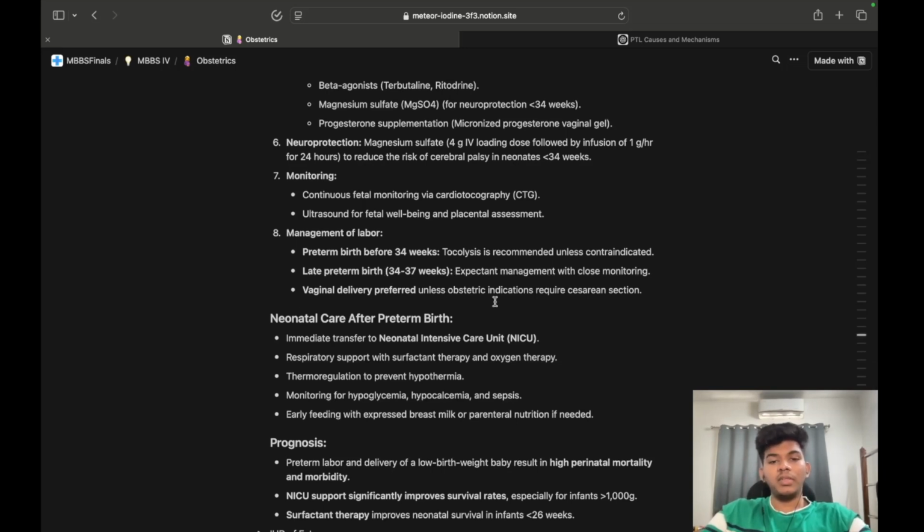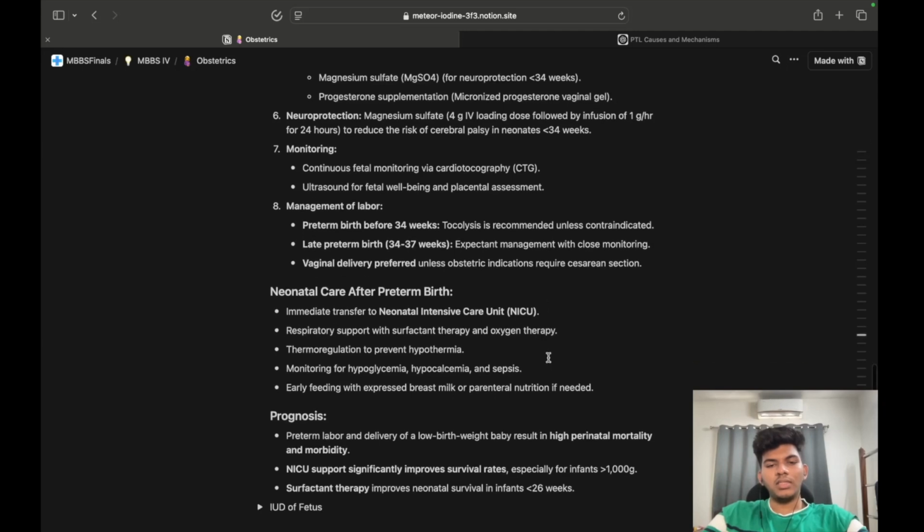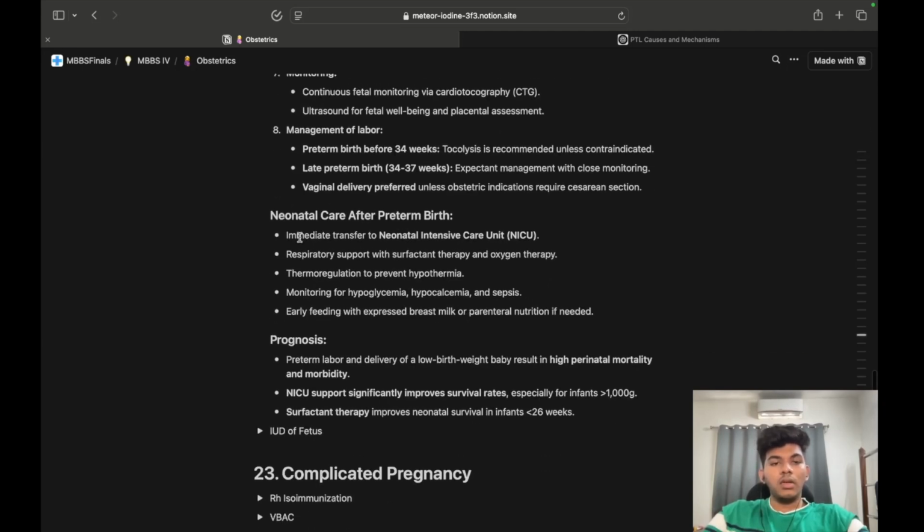Coming to the management: preterm labor before 34 weeks, then late preterm 34 to 37 weeks. Vaginal delivery is preferred unless obstetric indications require C-section. For the first one, tocolysis is recommended unless contraindicated, so do tocolysis for very early, before 34 weeks. For 34 to 37 weeks, expectant management with close monitoring, and vaginal delivery is preferred unless obstetric indications require C-section. So always vaginal delivery.